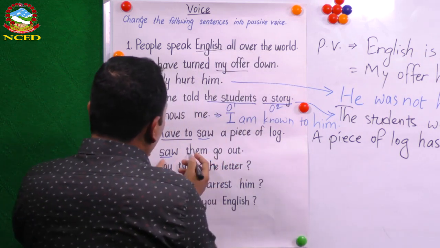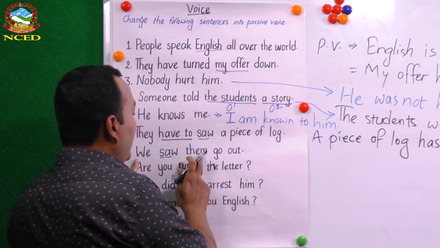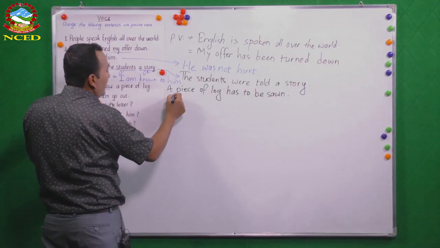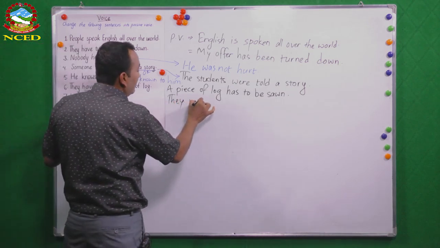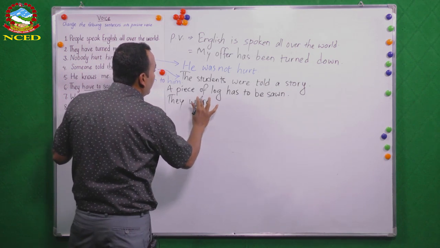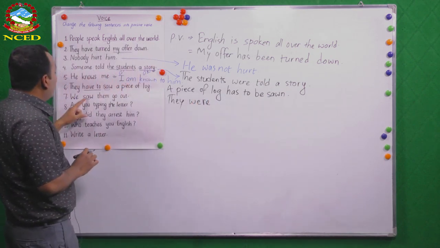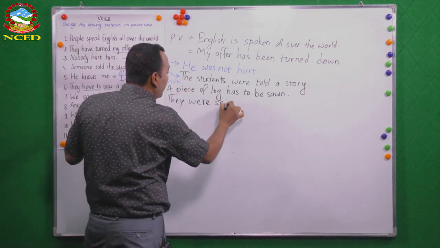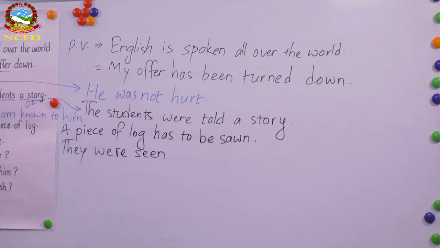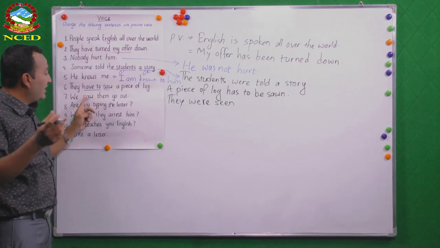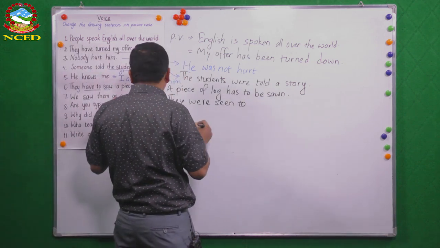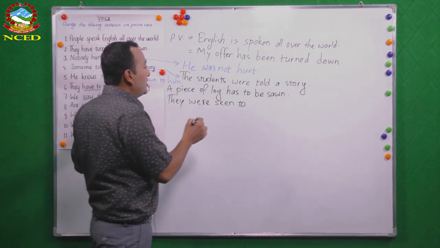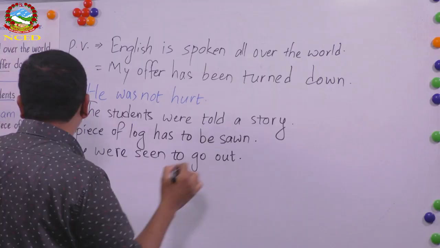You first of all find out the same process, SVO: we saw them. Them is the object, bring it to the front. Them becomes they, in the subject case. Saw is past tense, and remember, with past tense and a plural subject, we use were. They were seen, verb 3 of saw. And for this particular type of sentence with saw or make, and sometimes feel also, then object plus verb 1, for such a structure, we use to plus verb 1. They were seen to go out.